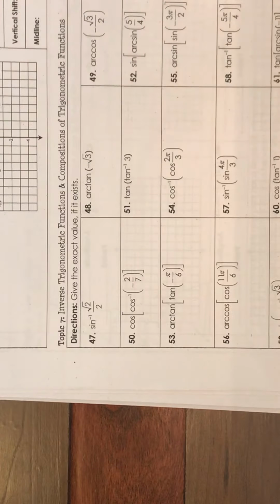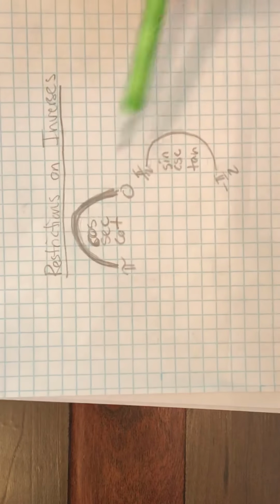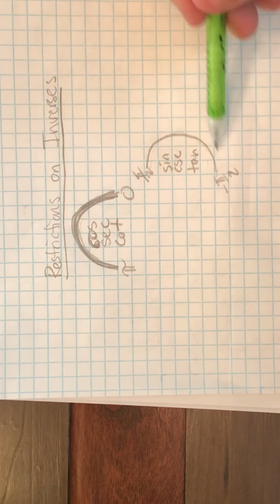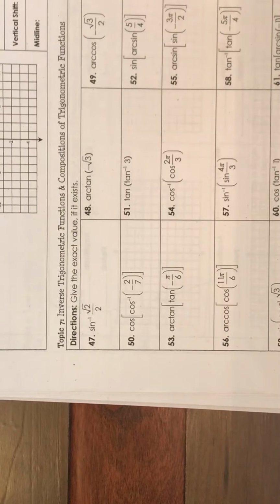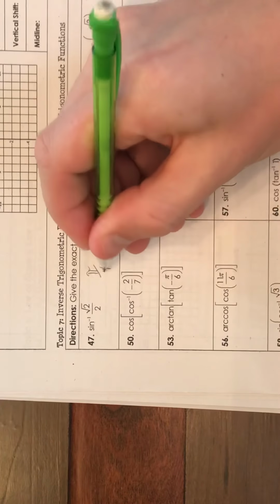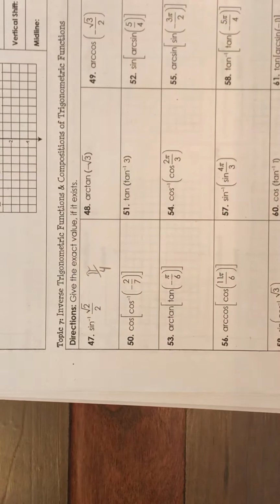But we have to remember that we have restrictions on inverse functions for trig. So we have to check this out. It looks like sine can only be from negative pi over 2 to positive pi over 2. So that's going to be that pi over 4, which is inside our restrictions. Okay. Remember with tangent, we have to find that ourselves.